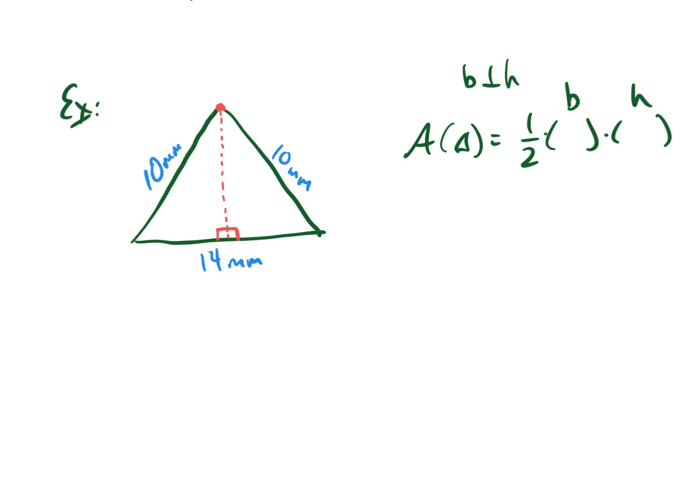So let me choose a better pointer. There we go. So if the base is 14 millimeters and we draw in this perpendicular line, that cuts it into two pieces of 7. So we'd have 7 millimeters there, 7 millimeters there, right? And how does that help you?